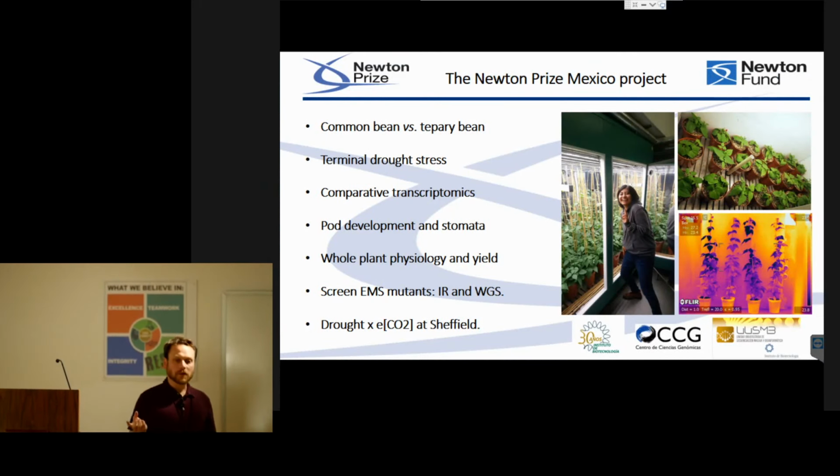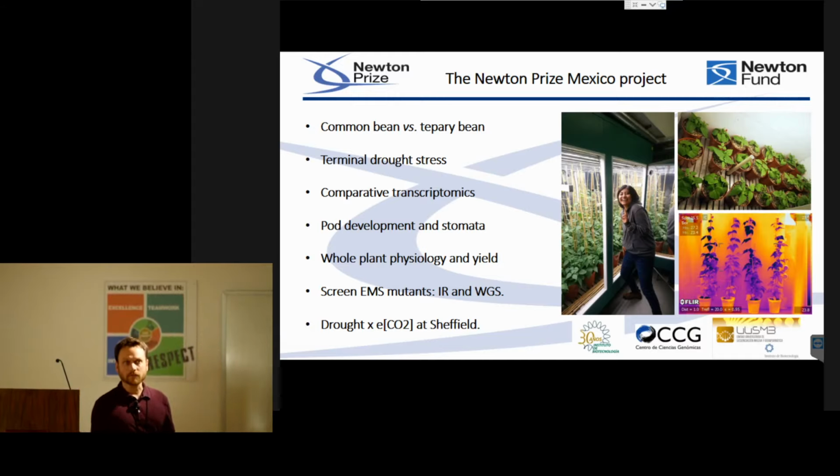So my work's been more kind of transcriptomic at this stage, looking at differences in common bean and tepary bean leaf responses and early pod development in terms of terminal drought, which is what farmers experience most in Mexico. And we've got interesting transcriptomic data sets that are comparing and contrasting these species' responses.